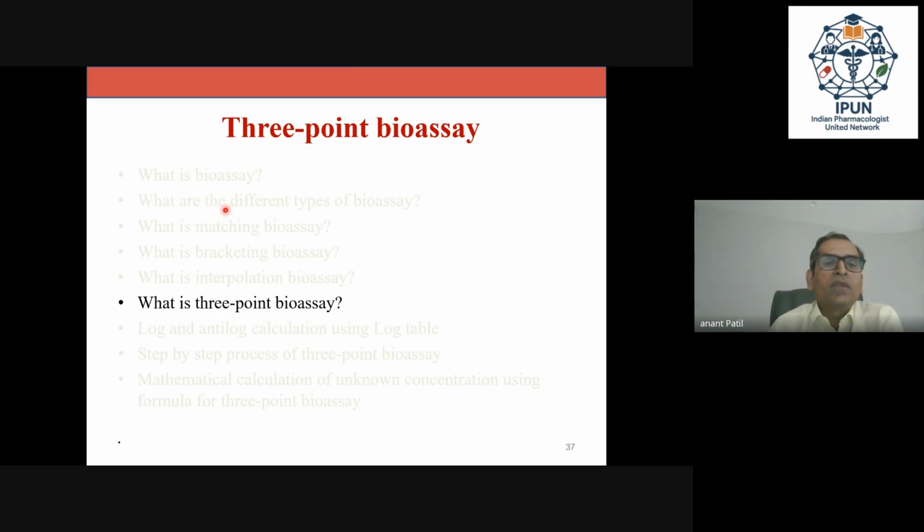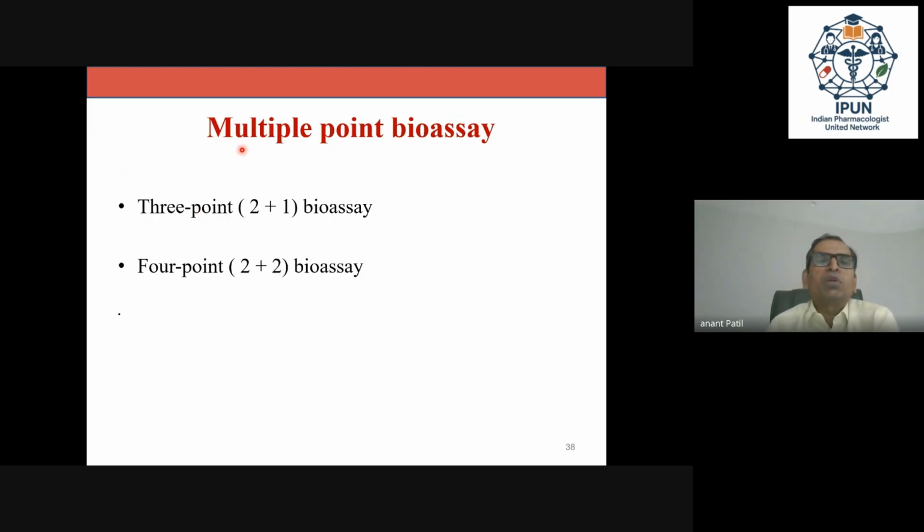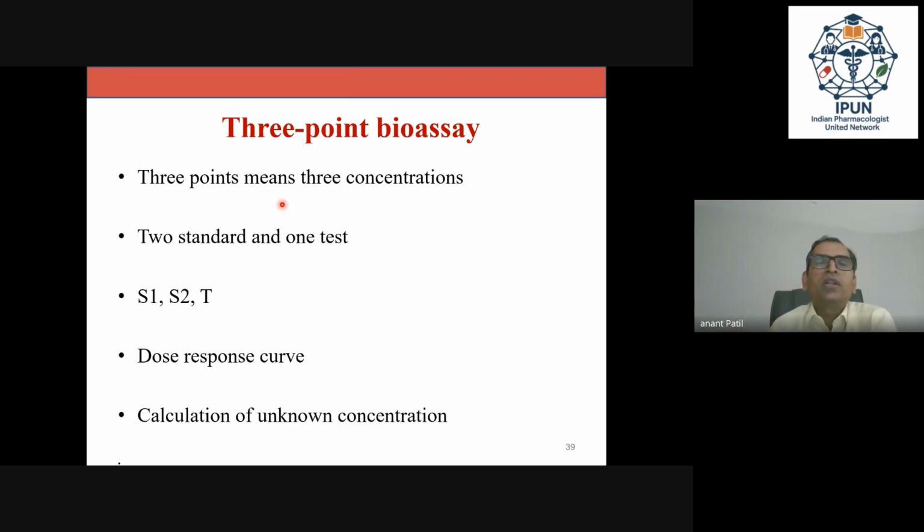Now, how does it differ from the matching, bracketing, interpolation? That is what we're going to discuss in the 3-point bioassay, which is also called the multiple point bioassay. And I told you that there are multiple point assays. One of them has 2 standard and 1 concentration of unknown. I can do a 4-point assay also. I can take 2 different strengths of the standard and 2 different strengths of the unknown. I can do a 6-point assay also. 3 different concentrations of the known, and 3 concentrations of unknown. So a multiple point assay is when multiple concentrations are taken and tested for their contraction or whatever response you're looking for in the animal.